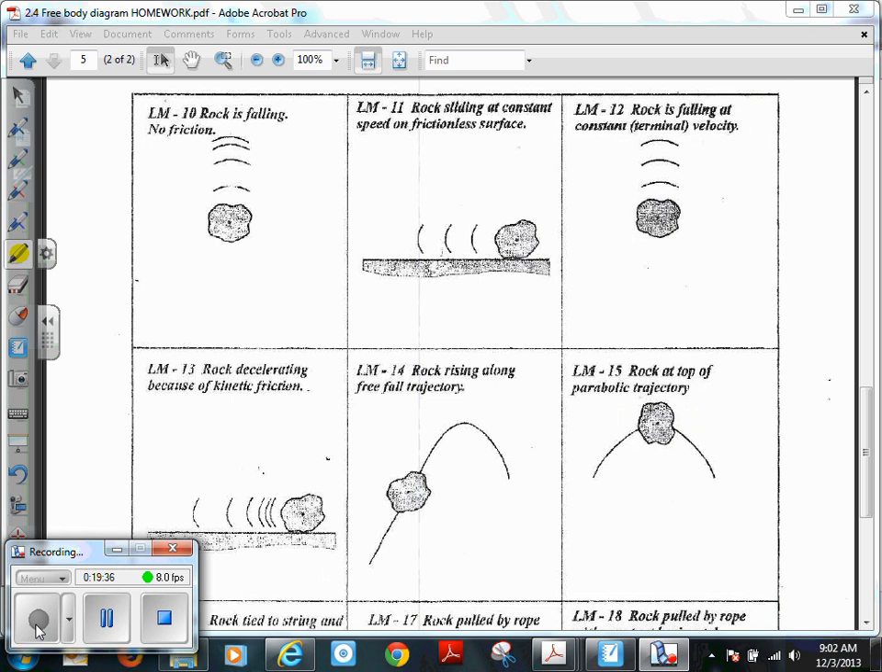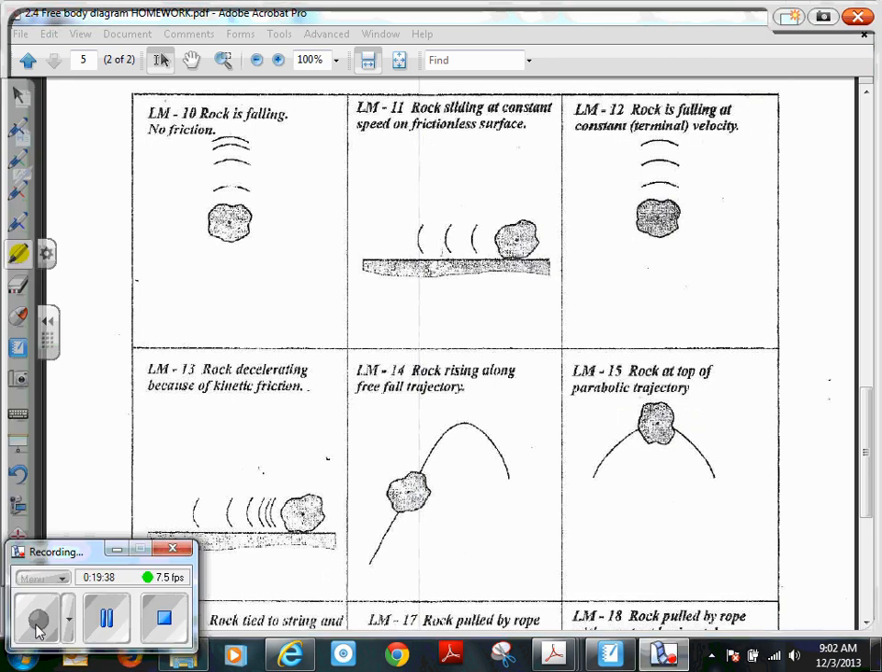Okay, so you guys are getting the hang of this now, so it's looking pretty fast. Rock is falling, no friction, force of gravity, nothing else. Very good. Okay. Rock is sliding at a constant speed on a frictionless surface. Gravity, there it is. Nothing else. Well, there was a... Oh, I'm sorry, there is something else. The force normal. That's it. But that's it.